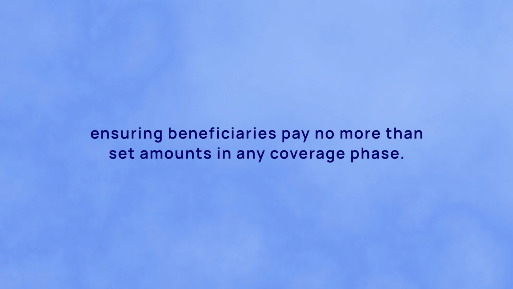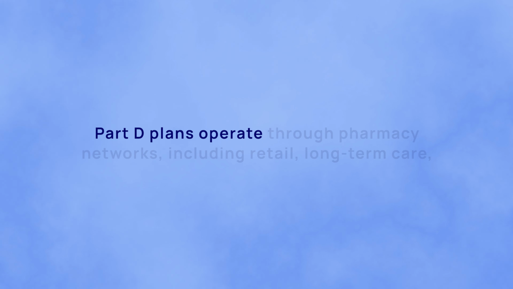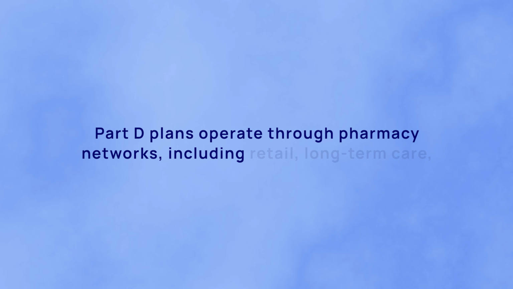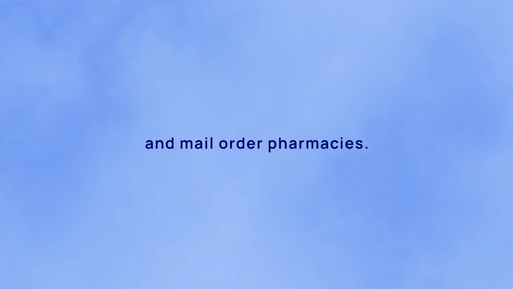Special rules also limit costs for insulin and adult vaccines, ensuring beneficiaries pay no more than set amounts in any coverage phase. Part D plans operate through pharmacy networks, including retail, long-term care, and mail-order pharmacies. Plans may designate preferred pharmacies that offer lower cost sharing, and enrollees typically must use network pharmacies for covered drugs, though out-of-network coverage may be available in certain situations.